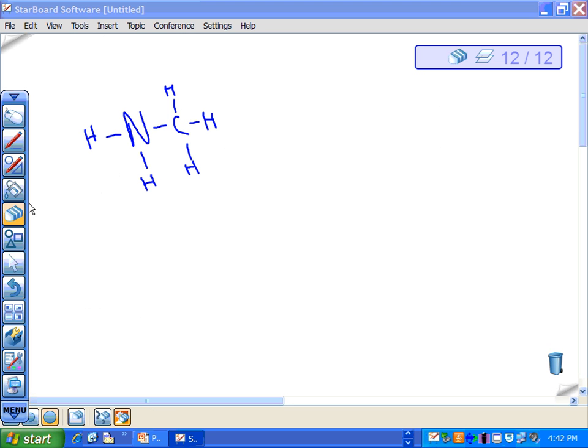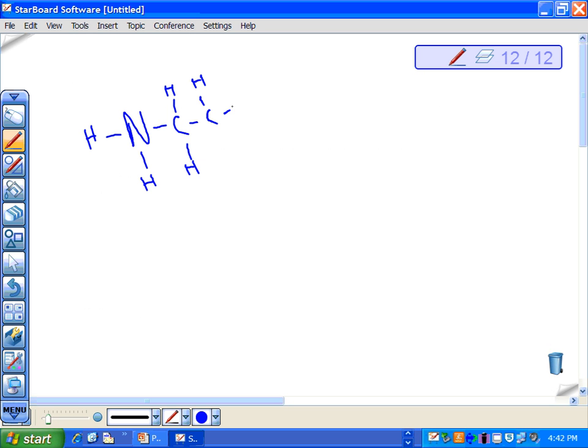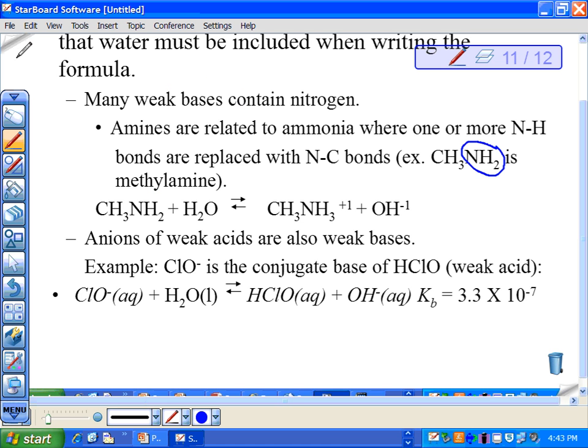If I were to have two carbons here, this would be known as an ethylamine. If we had three, it'd be a propylamine. So you can kind of see, but the key here is that ending there. So let me go back to the PowerPoint.